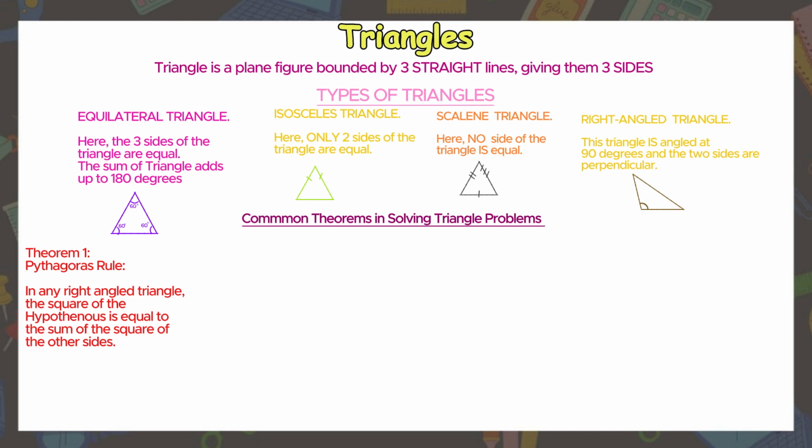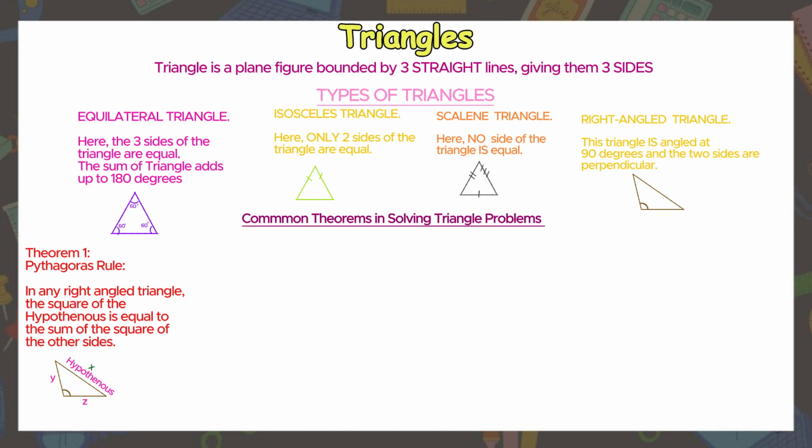This is a right angle triangle. Now, this is the hypotenuse. This angle is facing this side, so this is the hypotenuse. That means, let's say we have x here, we have y here, and we have z.